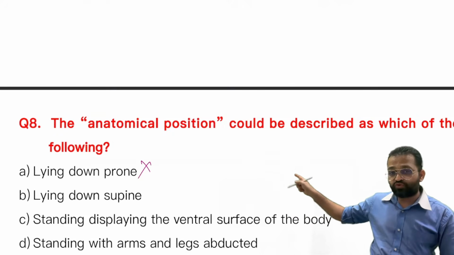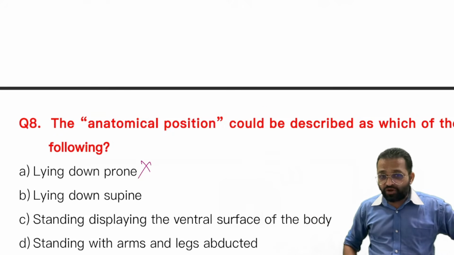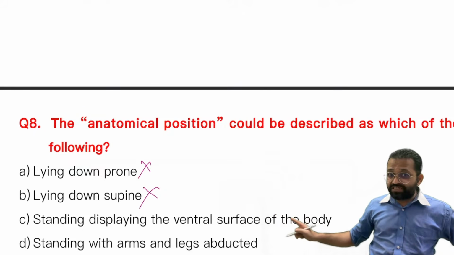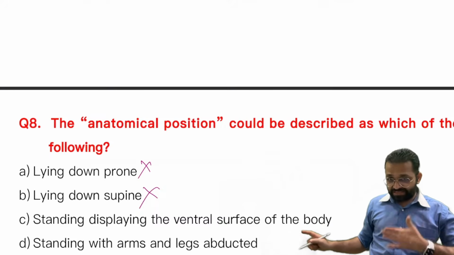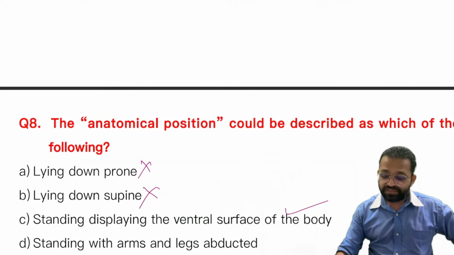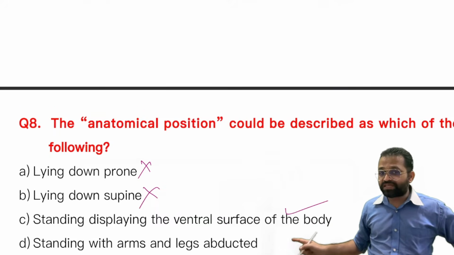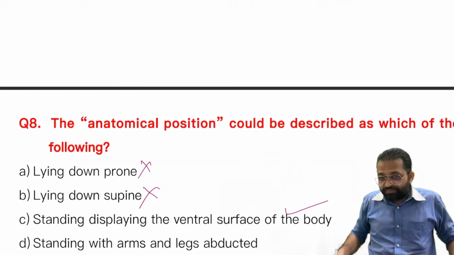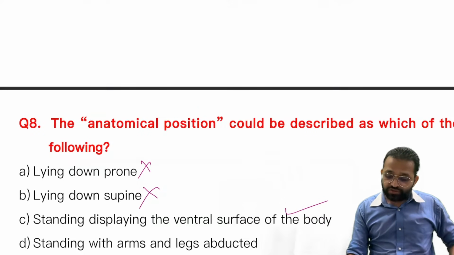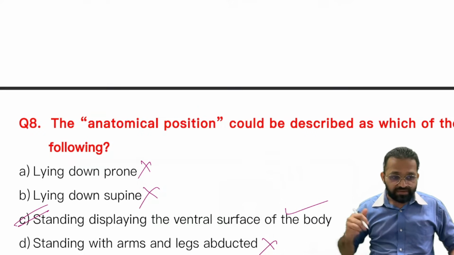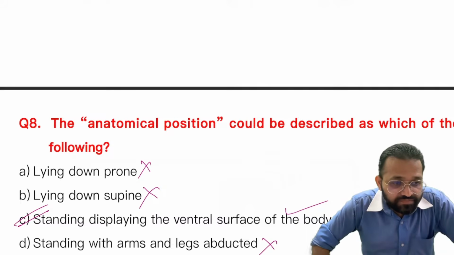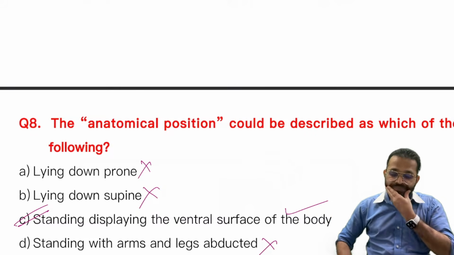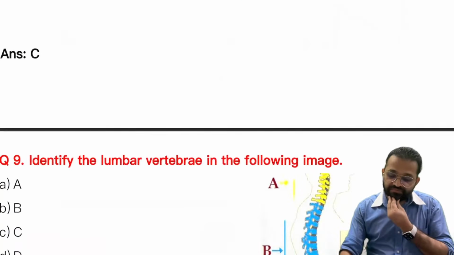In MCQs, you have to exclude one by one. Lying down supine? No, sir, it is not the supine position. It is a standing position. Standing, displaying the ventral surface of the body. Yes, it is displaying the ventral surface of the body. It is right. Standing with arms and legs abducted. Arms are not abducted. Arms are adducted in position. Legs are adducted in position. So this is also wrong. So answer is C. Am I right? Yes, Jyotika. Yes, Jyoti. Everybody clear? Come to the next.